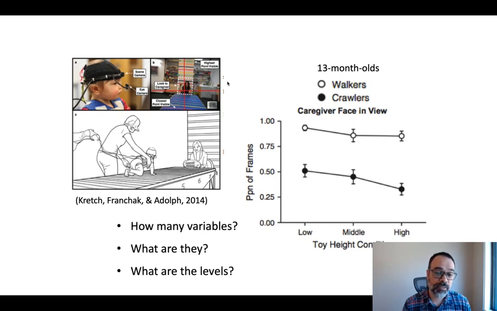So if you want, pause the video, take a moment, think about it. How many variables are in this figure? What are they? And what are the levels of each of the variables?